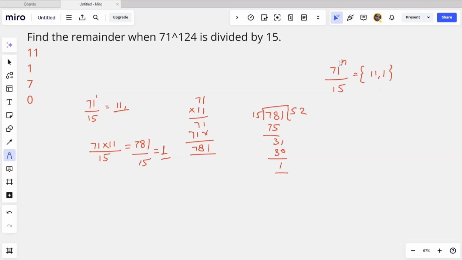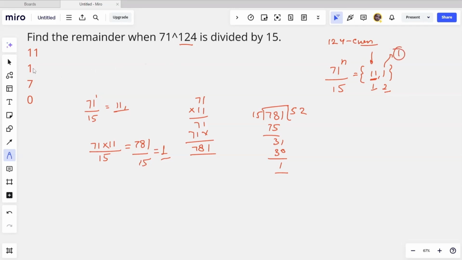It means if the exponent is odd, 11 will be the answer. Let me clarify. If we have just 2 elements in our remainder cycle, the odd-even concept will be applied. Okay, so if the power is odd, it is placed on the odd position, because this is the first position, this is the second position, this is the odd position, this is the even position. It means if the power is odd, 11 will be the answer. If the power is even, 1 will be the answer. And as we can see, 124 is an even number. It means 1 will be the answer.